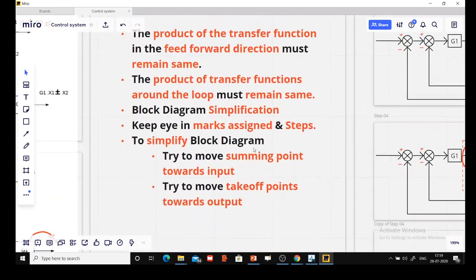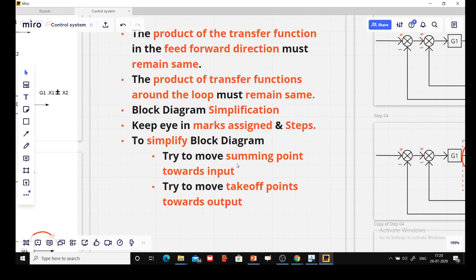So if you move your summing point towards the input, you are basically simplifying your diagram to the original structure. Same way for the takeoff point: you will always try to move it towards the output.